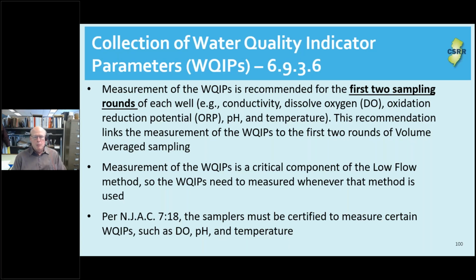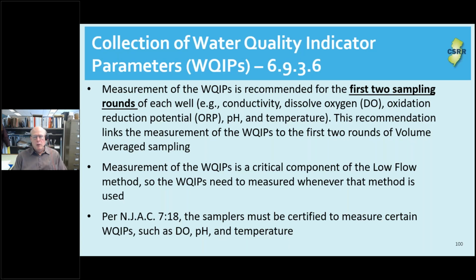The important link to be made here is that since DEP is recommending that the first two rounds of a given well be sampled by the volume averaged method, and DEP is recommending that the water quality indicator parameters be collected during the first two sampling rounds, by default, the first two rounds of volume average sampling should have the water quality indicator parameters measured and recorded.